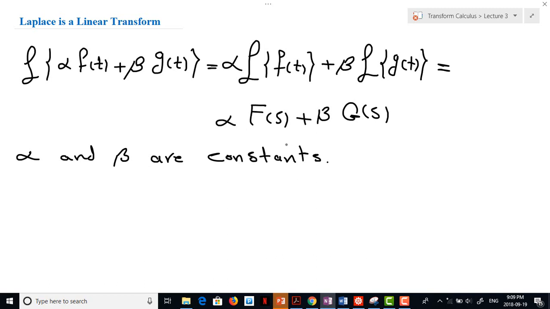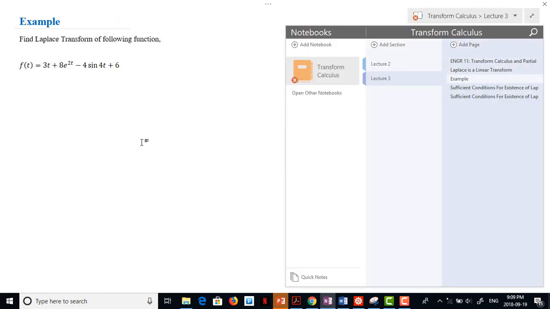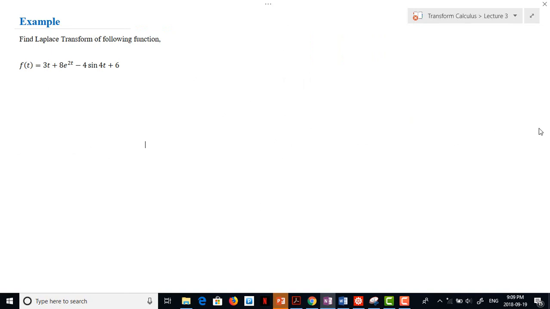So we can use linear property of Laplace transform to solve some examples. In this case, we are not required to use the definition of Laplace transform, so we can easily use the formula and linear property of Laplace transform. Let's solve one example. For example, we have to find Laplace transform of the following function. The function is 3t plus 8 times e to the power of 2t minus 4 sine 4t plus 6.